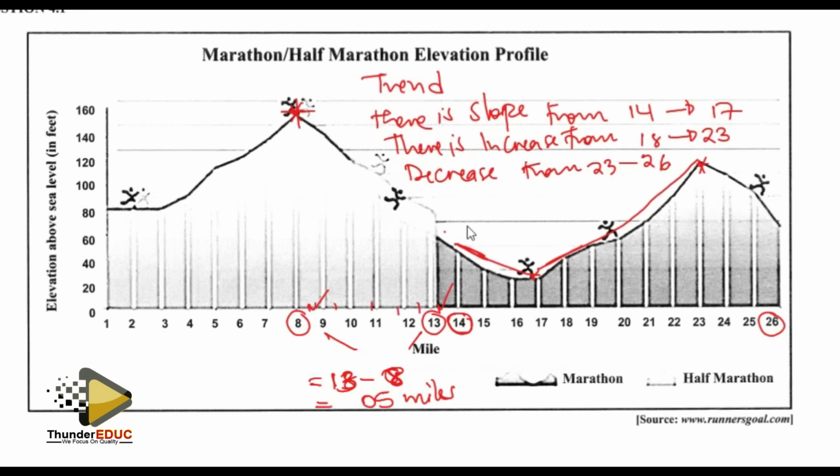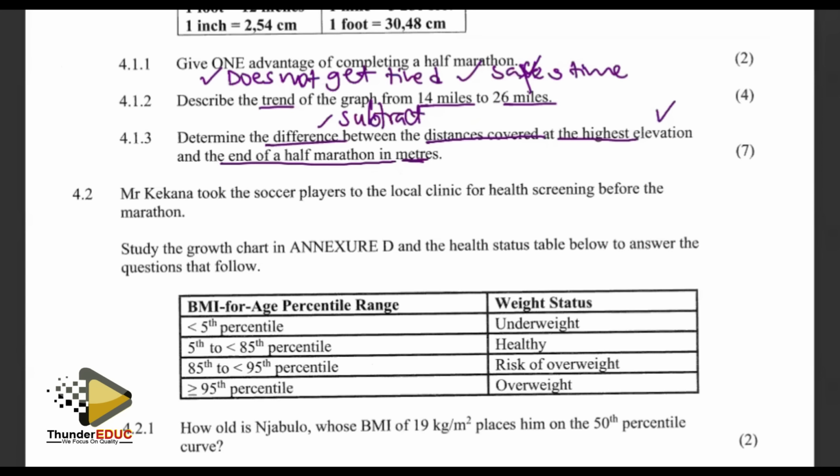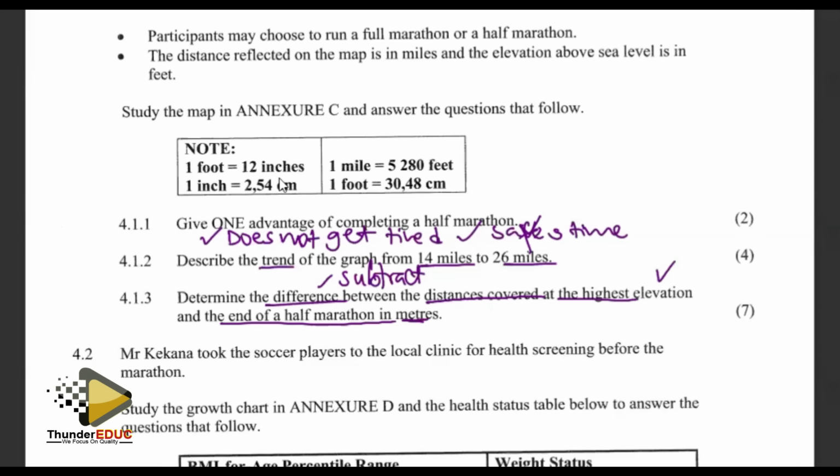So the 5 miles, we need this in meters. So we are changing the 5 miles to meters. When you look at the conversion table, there's no miles to meters, but there's miles to feet, meaning you're going to change from miles to feet, then from feet to centimeters, then from centimeters to meters. That's the journey that you're going to take. The difference is 5, so 5 miles, we need them to become feet. We shall use this one here, multiply by 5,280. What answer do you end up having?